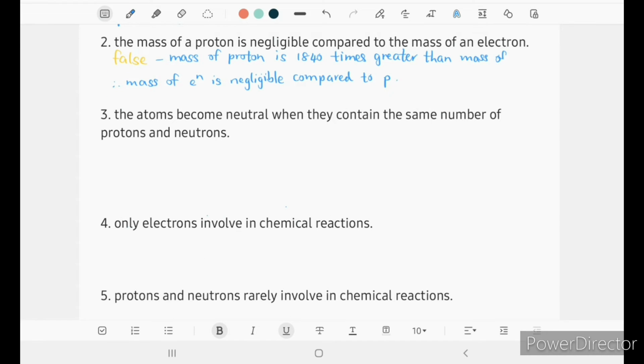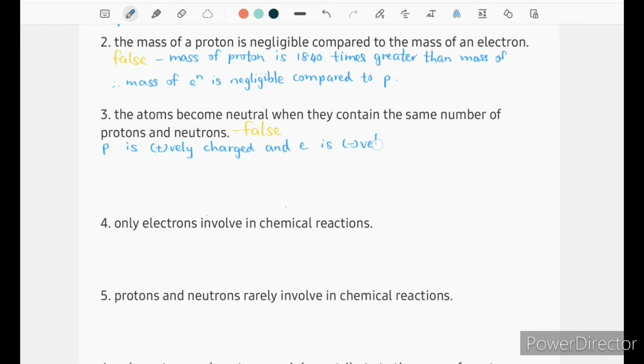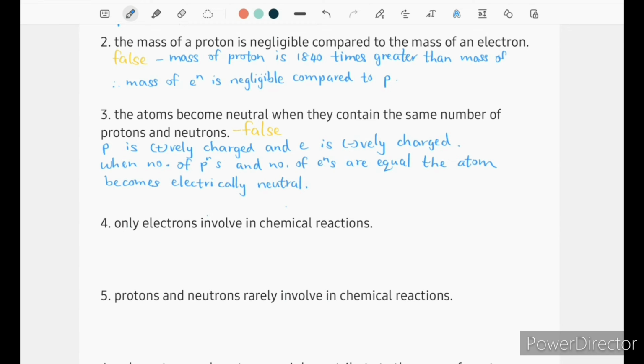The third statement: atoms become neutral when they contain the same number of protons and neutrons. This statement is false. Proton is positively charged and electron is negatively charged. When the number of protons and number of electrons are equal, the atom becomes electrically neutral.